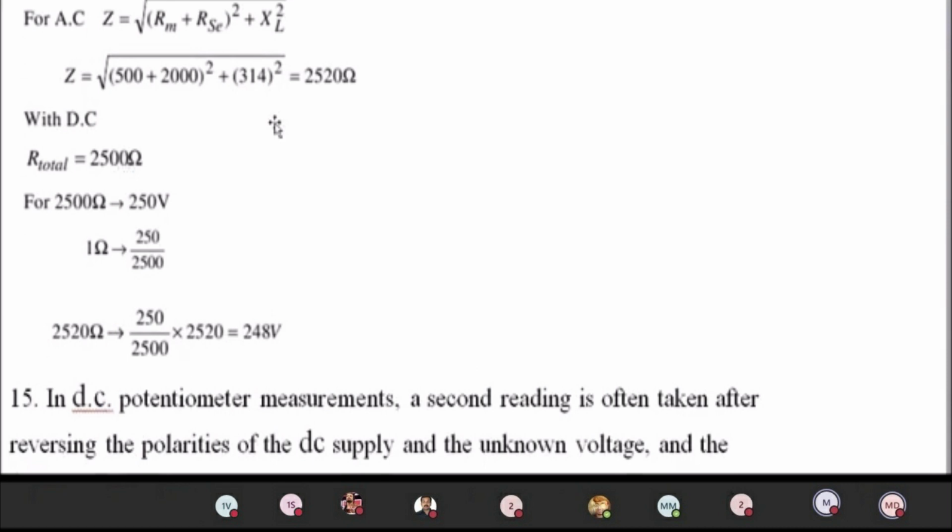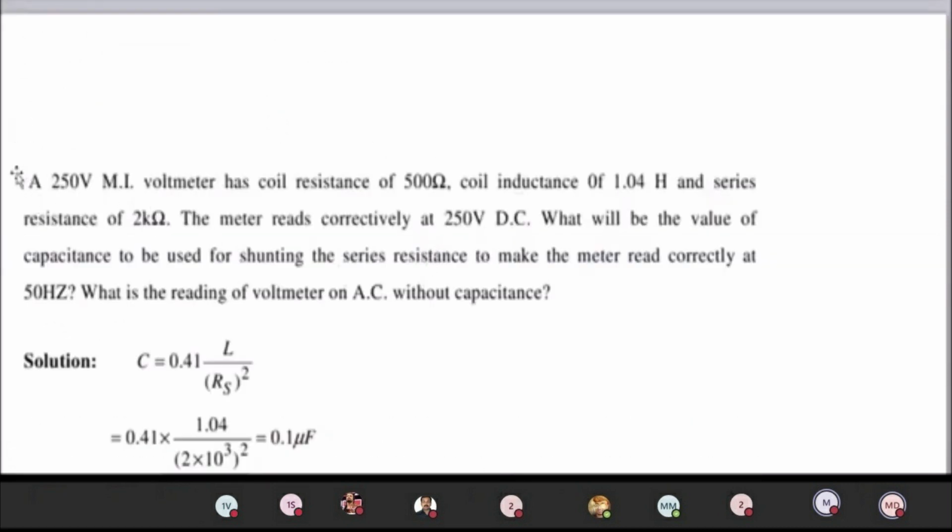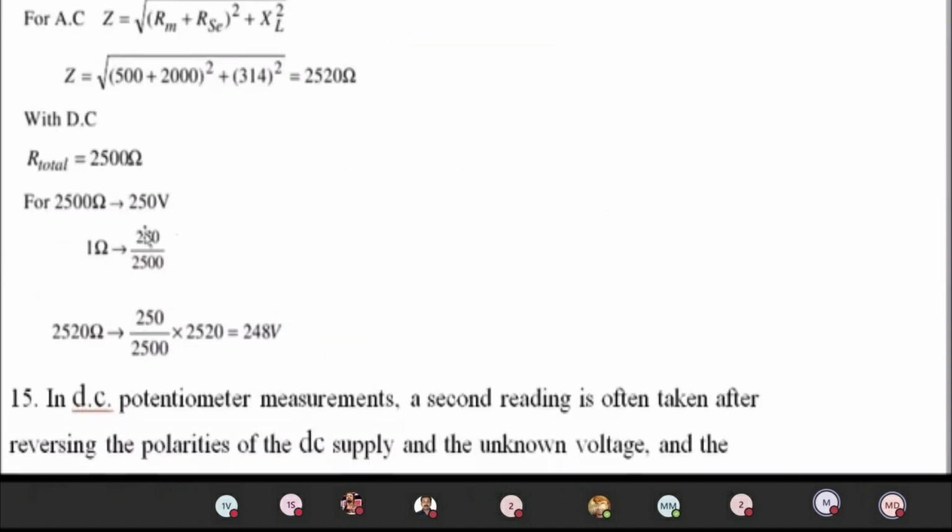For 2500 ohms, the voltage specified in the question is, you can see it is 250 volt. If it is for 2500 ohms, we get 250 volt, means what will the value we get for 1 ohm? Just keep it. For 1 ohm it is 250 by 2500, means then what will be the value for voltage available for 2520 ohms, that is the impedance.